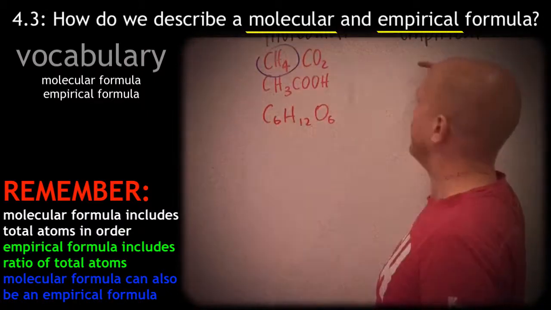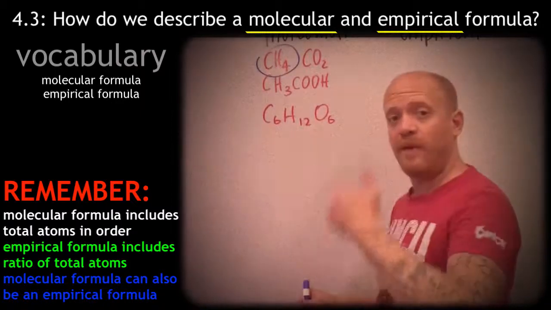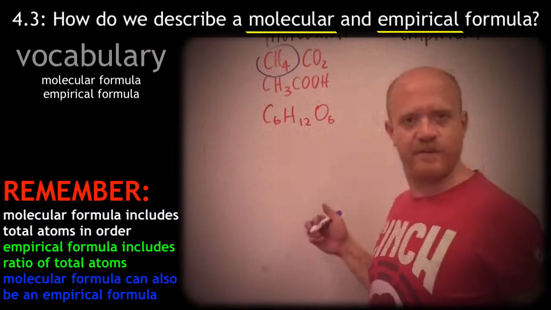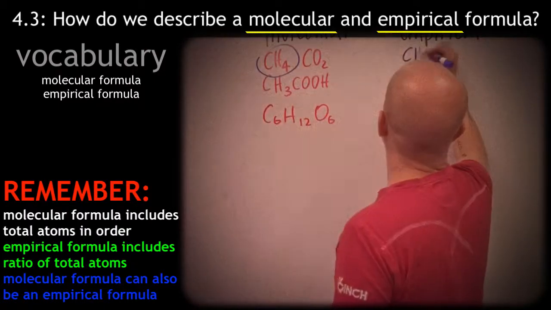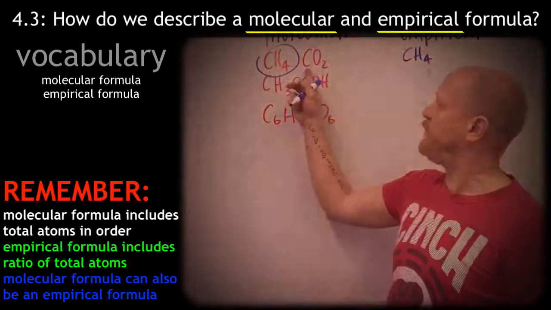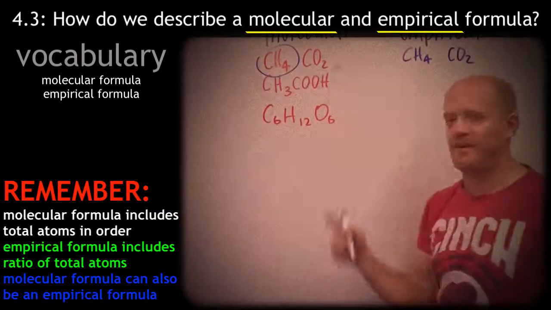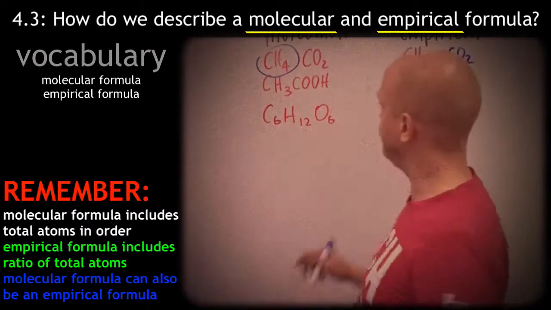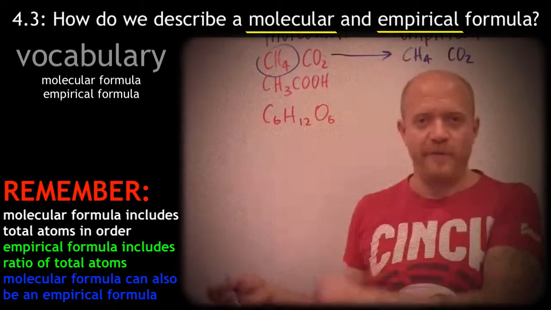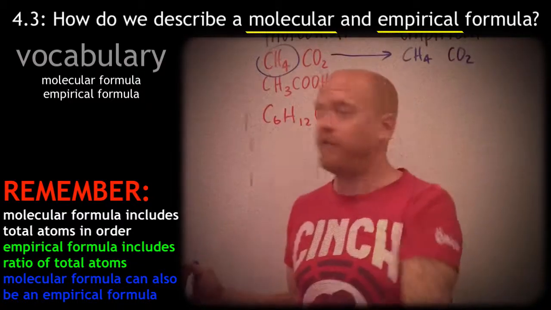The molecular formula of methane is CH4. When we write the empirical formula, there's no way to simplify it because we only have one carbon. For every one carbon, we have 4 hydrogens. We can't say we have half a carbon and 2 hydrogens. That just doesn't work. So the empirical formula is also CH4. Same thing applies to CO2. For every one carbon, there's 2 oxygens. The empirical formula is also CO2. A molecular formula can also be an empirical formula, or an empirical formula can also be a molecular formula.